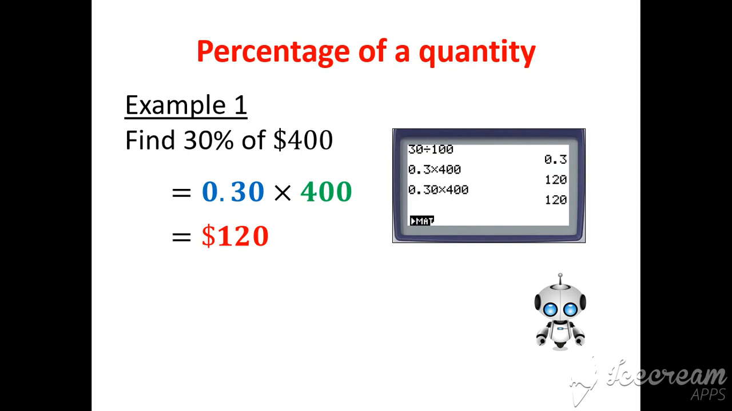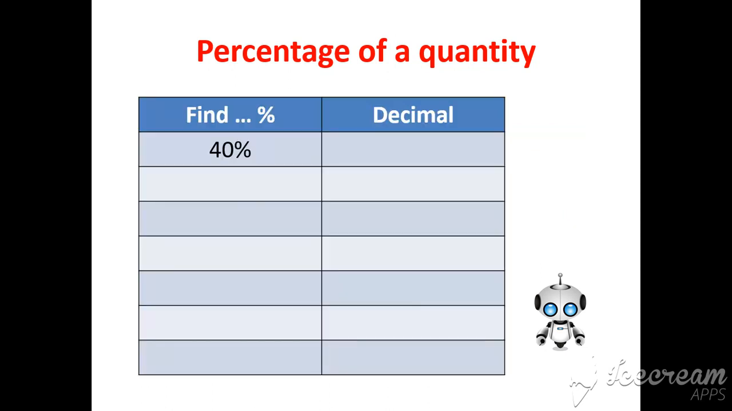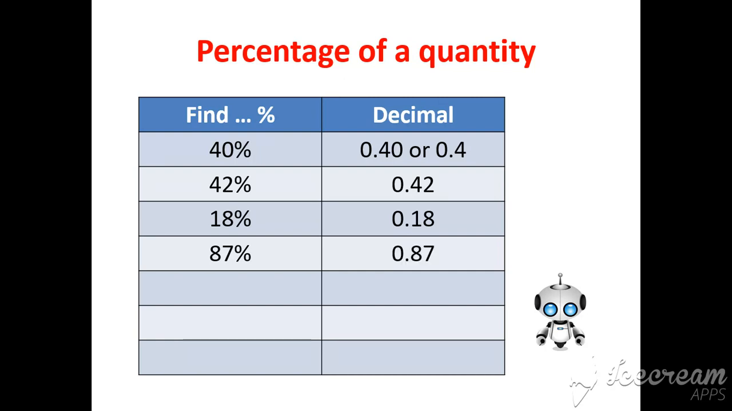Now, with that in mind, let's go through some common things that you're probably starting to get familiar with by now. 40%, you know we go 40 divide 100 because it's a number out of 100, and that gives us either 0.40 or 0.4, same thing. What about 42%? Well, 42 divided by 100 is 0.42. What about 18%? Well, that's equal to 0.18. 87% is equal to 0.87. Now, those are some of the easier ones.